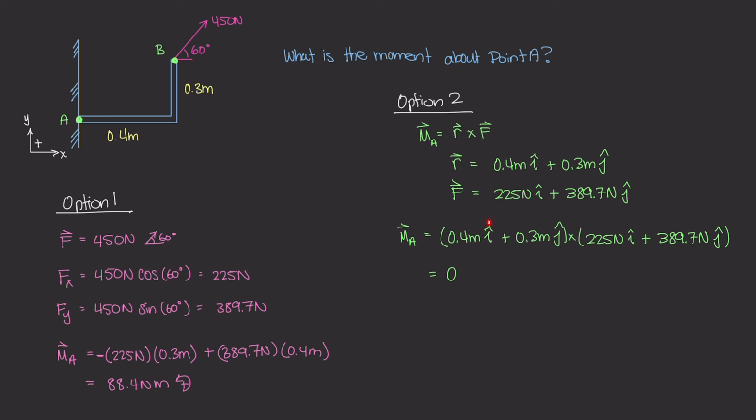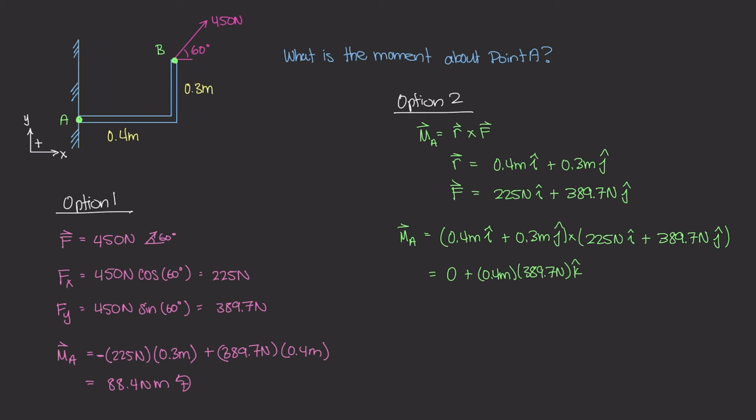Now we can do 0.4 meters crossed with the j component, the y component here, and that is going to be plus 0.4 meters times 389.7 newtons. Now, we're doing i cross j. And if you remember from our diagram, i, j, k, if we do i cross j, we get a positive k. So this is just going to be a positive k.